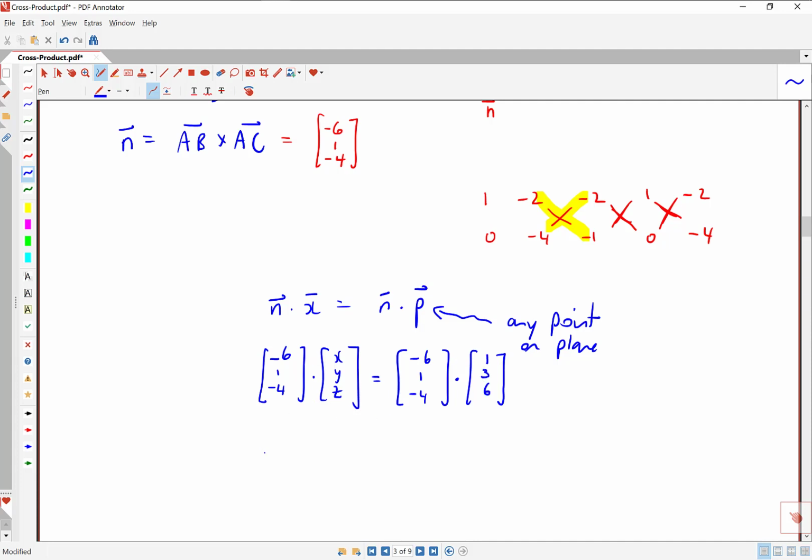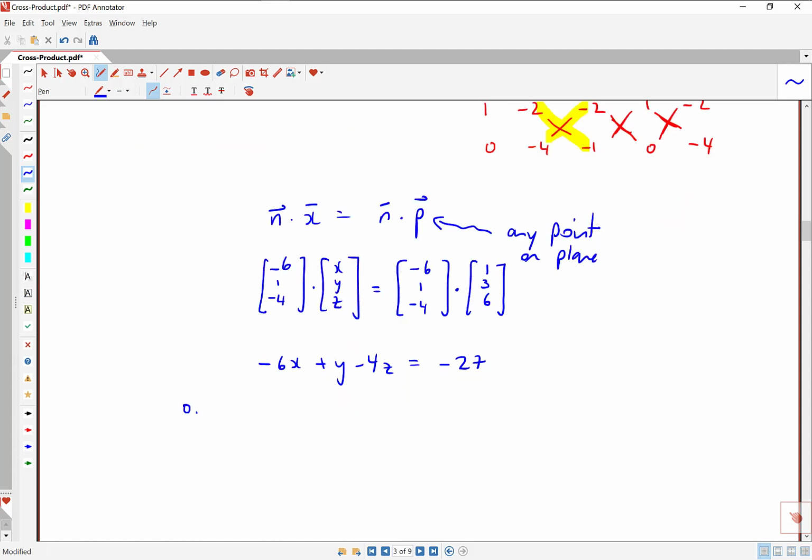So on the left side, our dot product looks like -6x plus y minus 4z. And on the right side, we'll compute this dot product. So -6 plus 3 minus 24 gives us -27. Or you could multiply through by a negative, which would be fine as well. So 6x minus y plus 4z equals 27, if you think that looks better.